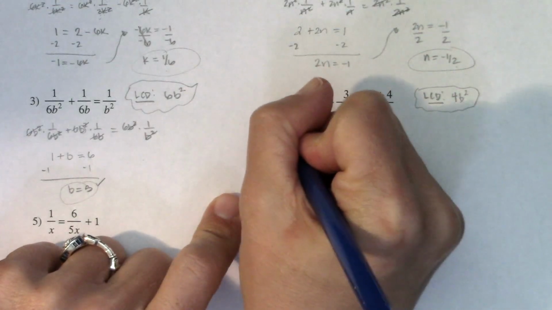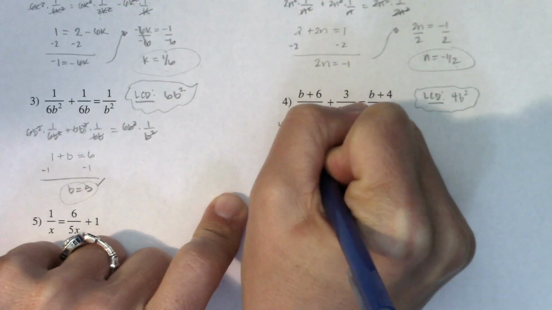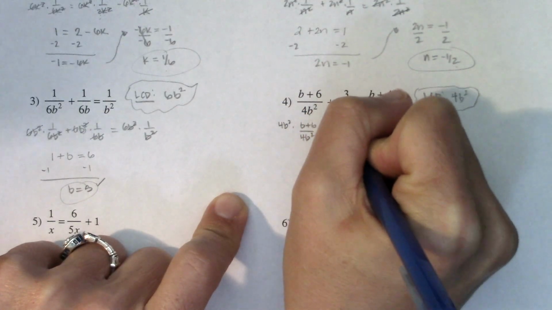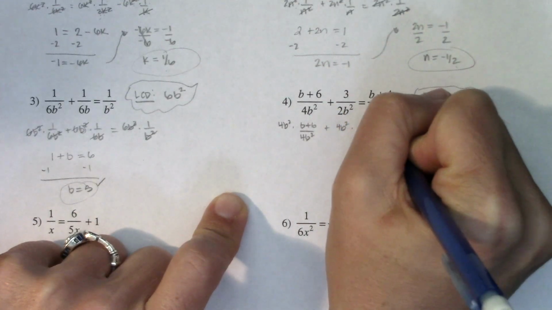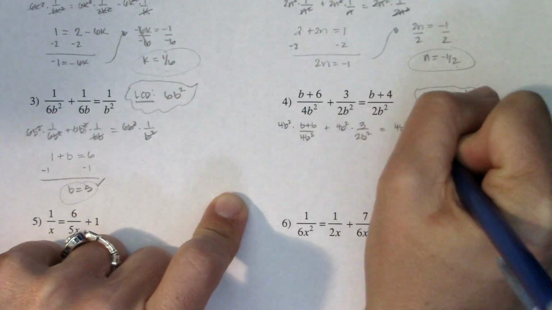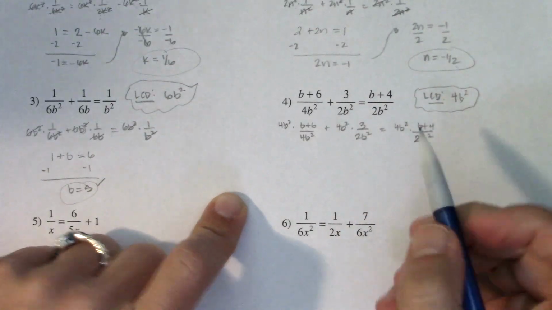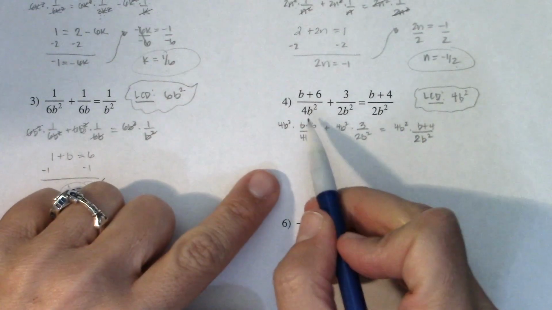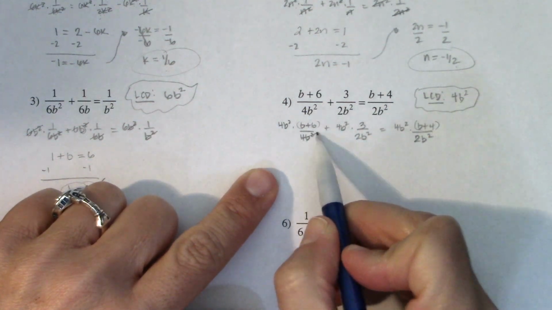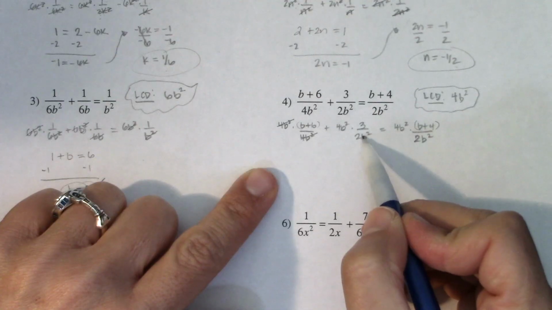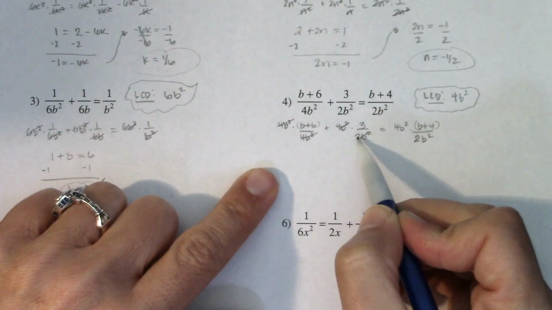Let's take 4b squared to b plus 6 over 4b squared. Let's multiply 4b squared to that second fraction of 3 over 2b squared. And let's multiply 4b squared to that last fraction of b plus 4 over 2b squared. Now, keep in mind, some of these numerators have binomials, right? They're protected with parentheses. So the entire 4b squareds cancel here. The b squareds cancel. And then 4 over 2 is going to leave me with 2.